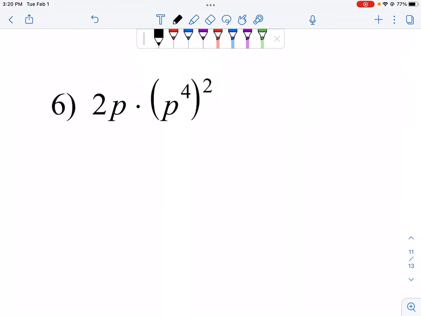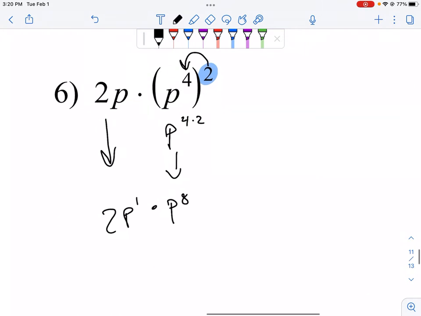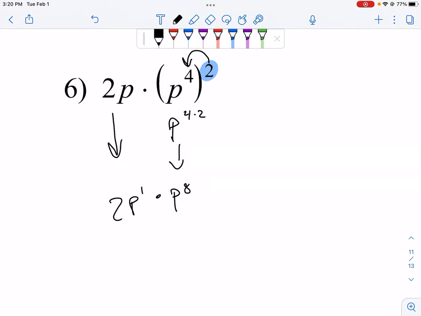On number 6, I'm going to take care of this power by a power first. So p to the fourth raised to the second power is going to make p to the eighth. And that's multiplying with 2p to the first. And that gives us a total of 2p to the ninth.